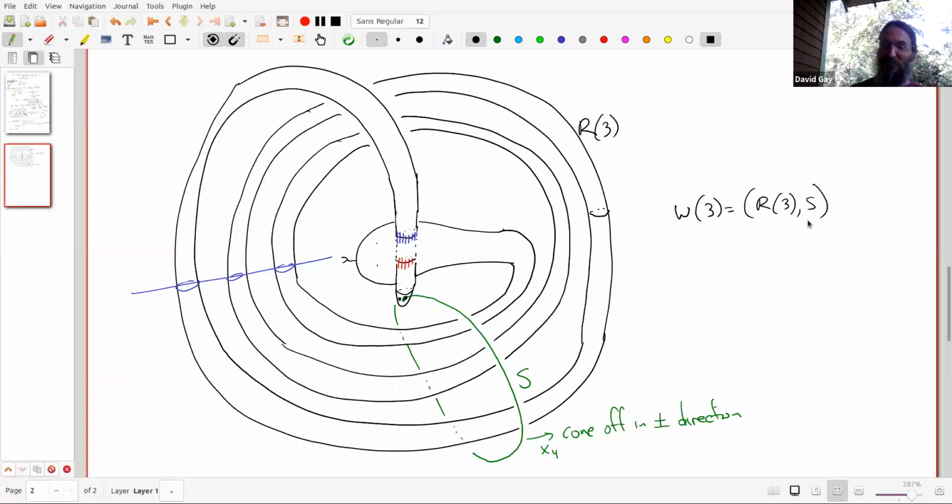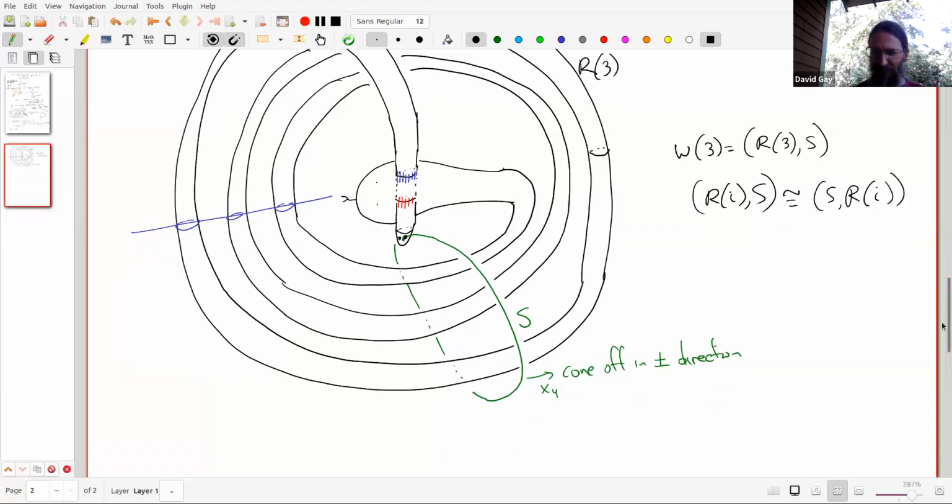An interesting thing is that I claim there's an isotopy exchanging these two. So in fact, R of I, comma S as a pair is isotopic to S, comma R of I. And in fact, that sort of brings up a point. You're probably working with isotopies through pairs of spheres intersecting in 2 points. Yes, absolutely, yeah.